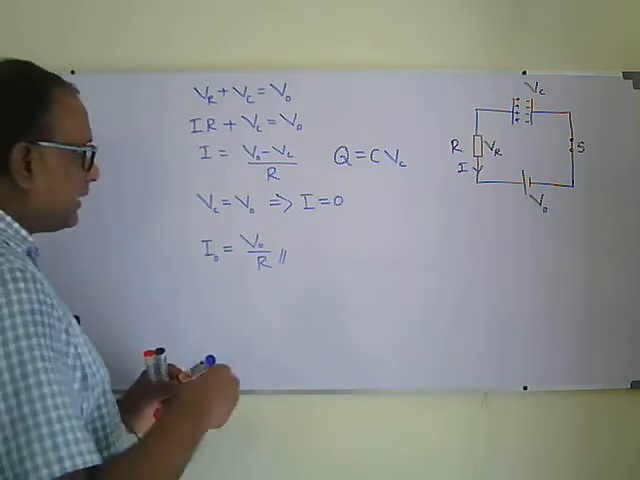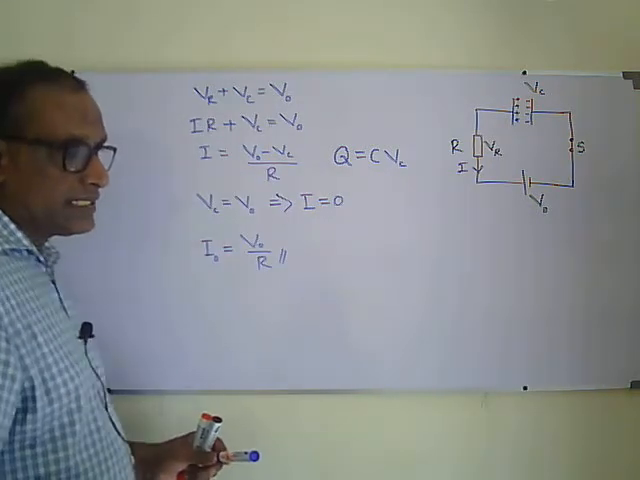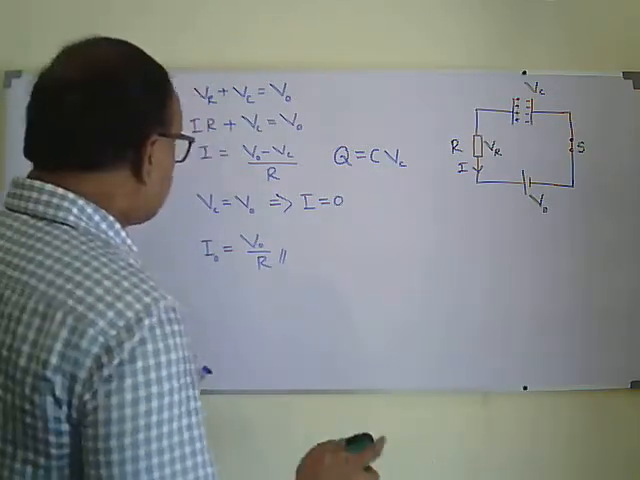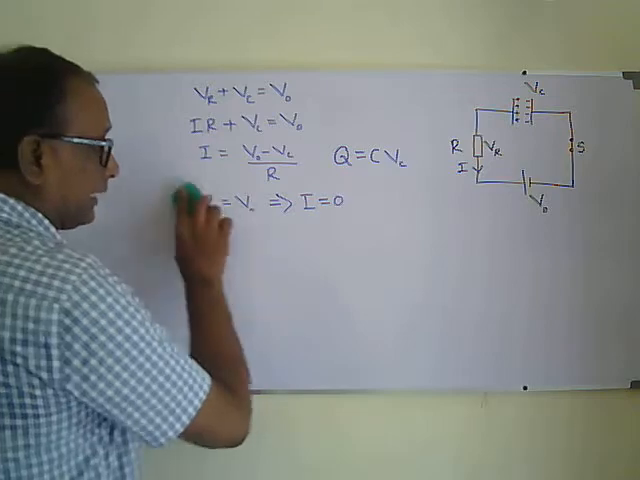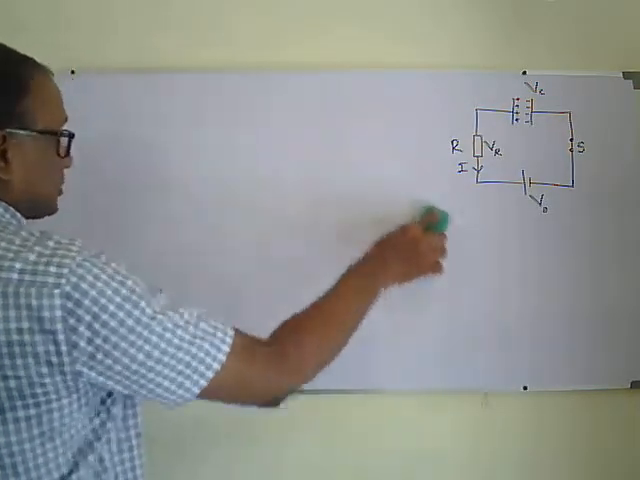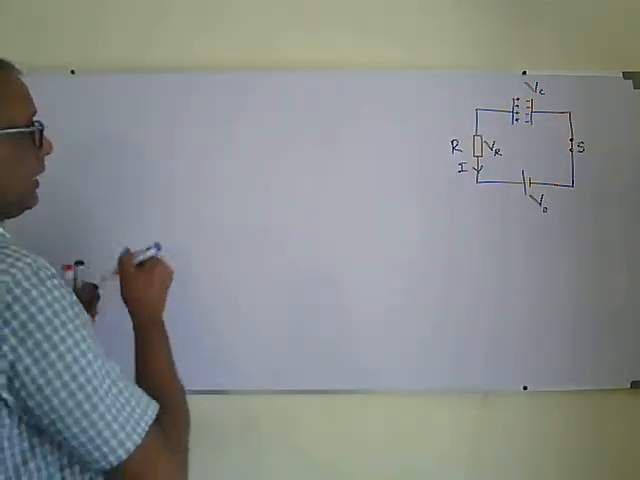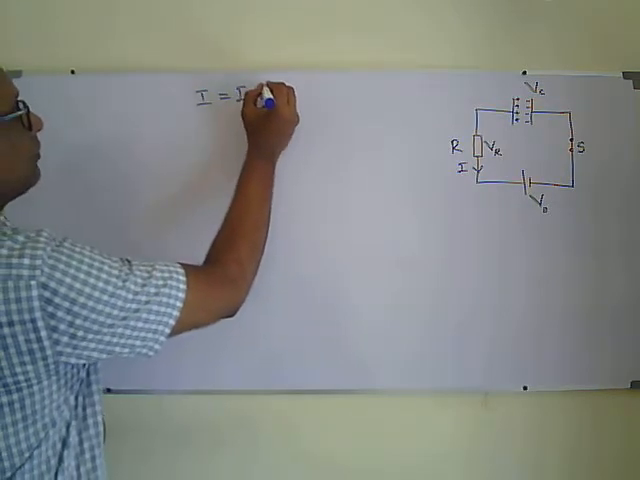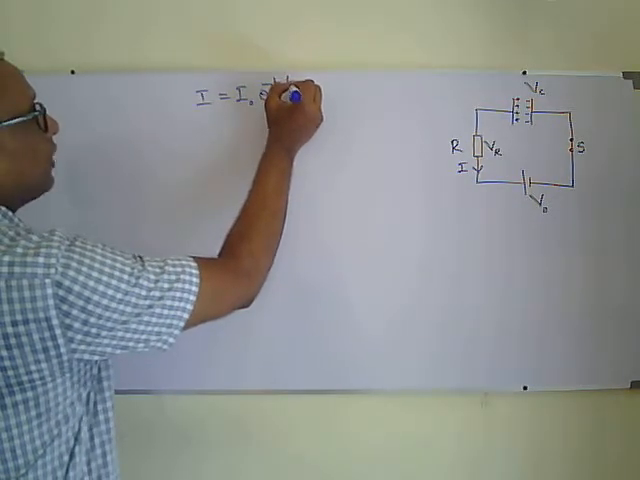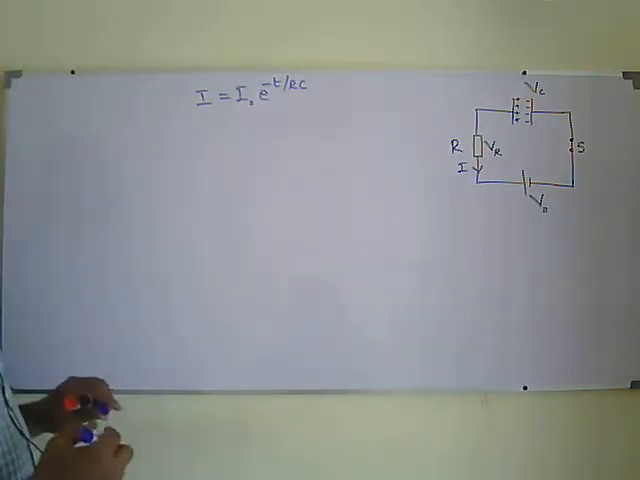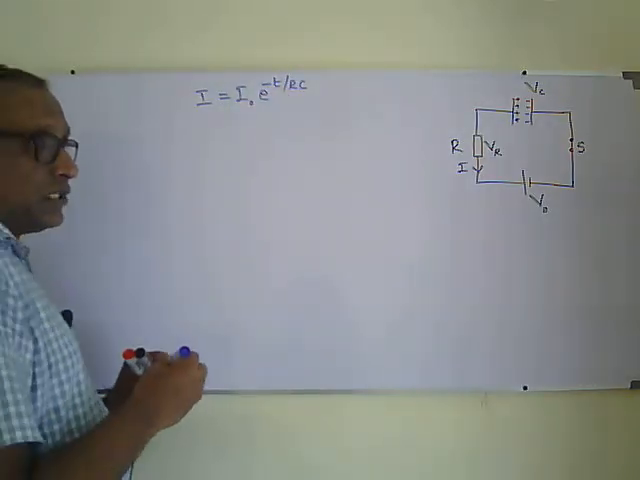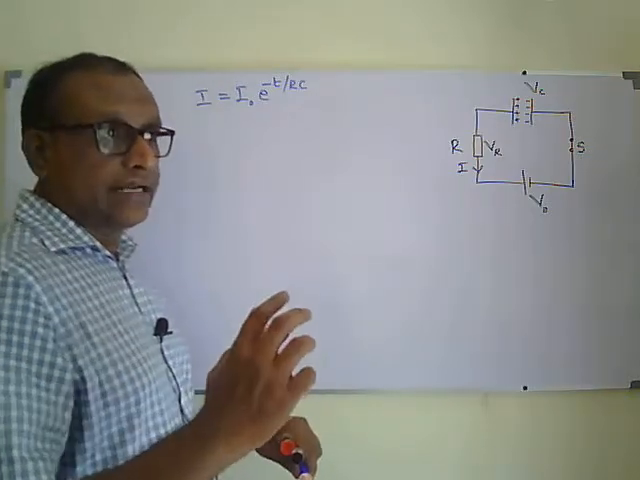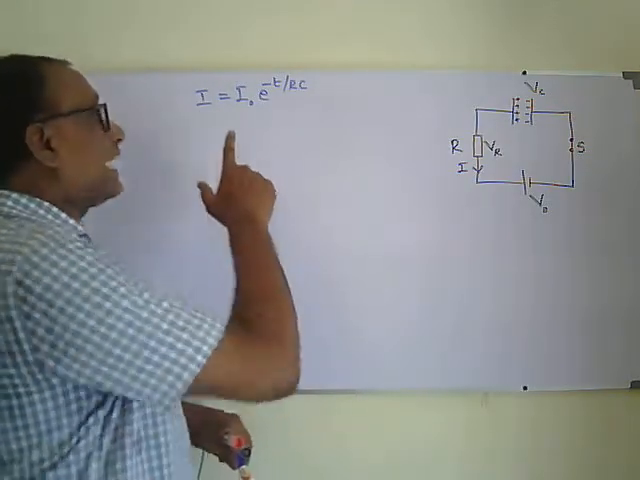Okay, so I told that current will decrease during the charging process. How will it decrease? What will be the relationship between current and time during the discharging process? That is given by I equals I naught e to the power minus t over RC. So the current decreases during the charging process. I showed it just now. How will it decrease? The current will decrease exponentially.